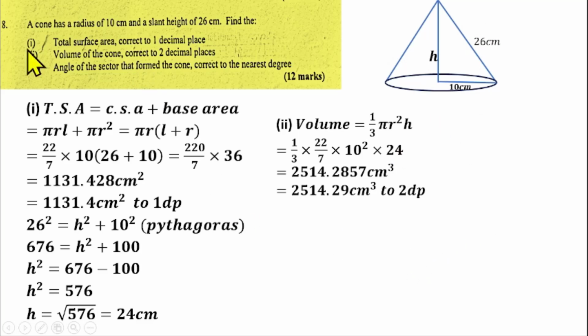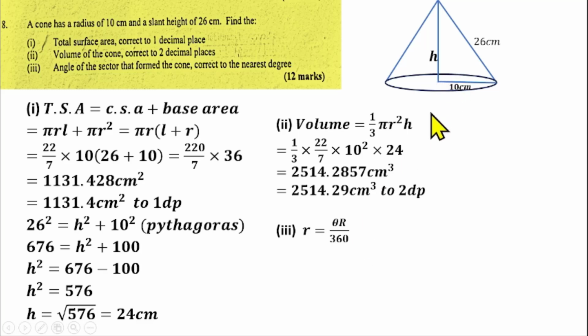So that's what they are asking you here: you have to get the angle of the sector that forms this cone. We know that there is a relation between the angle of a sector and the base radius of a cone. The base radius of a cone can be gotten from the sector of a circle. So the base radius of a cone, which is small r, is equal to theta, the angle of a sector, multiplied by the radius of the sector over 360 degrees.